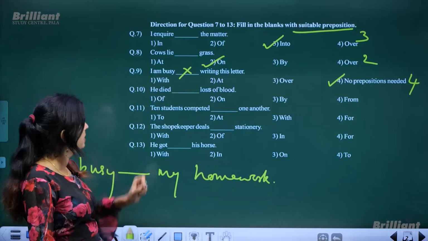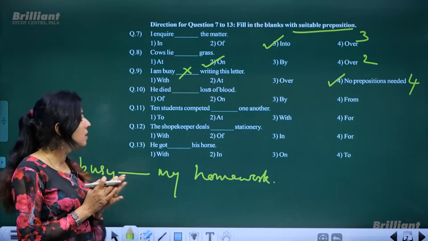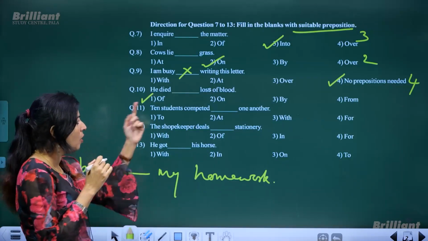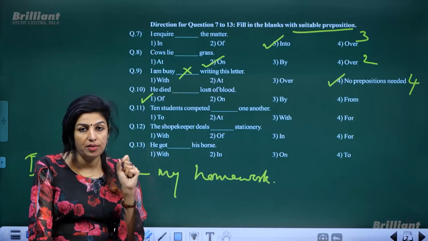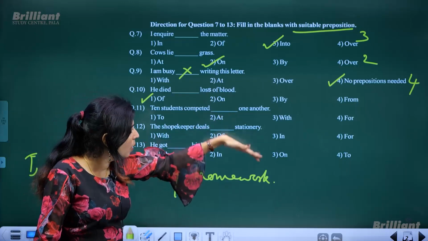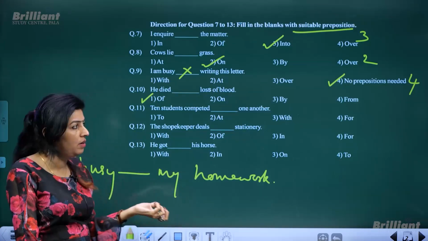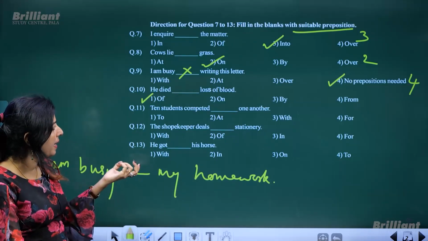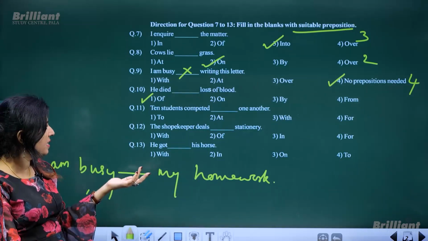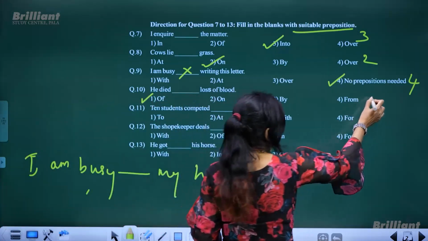Next is, "He died dash loss of blood." That means the reason is given. So, he died of loss of blood, because of. This "of" here means "because of", the reason is given. Not "he died on loss of blood" or "by loss of blood". If you have a weapon, you can use "by", but here the reason is conveyed. So when you give a reason, it could be "of". He died of loss of blood. So it is option number 1 again.